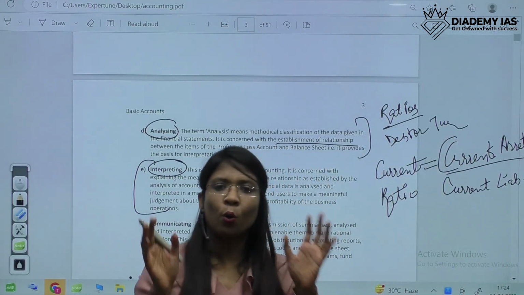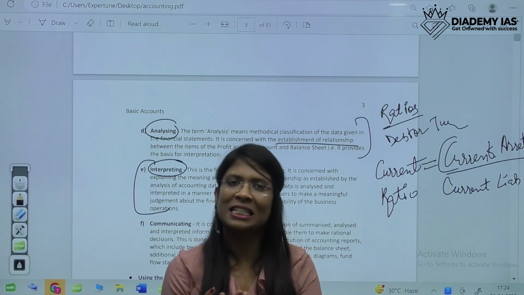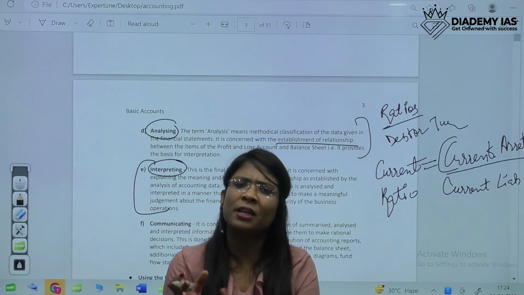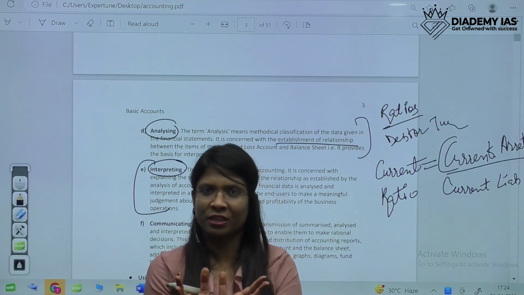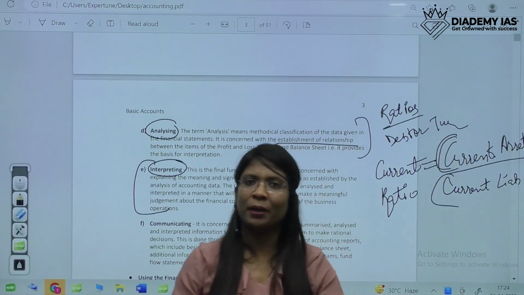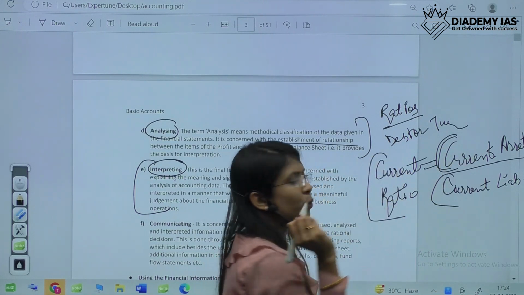Current assets are all those assets for which payments will be received within 1 year, like stock, like debtors. Generally the payment is received within 1 year. So they are current assets, very short period assets. Same for liabilities, which we have to repay within 1 year. So by dividing the two, we get the current ratio.